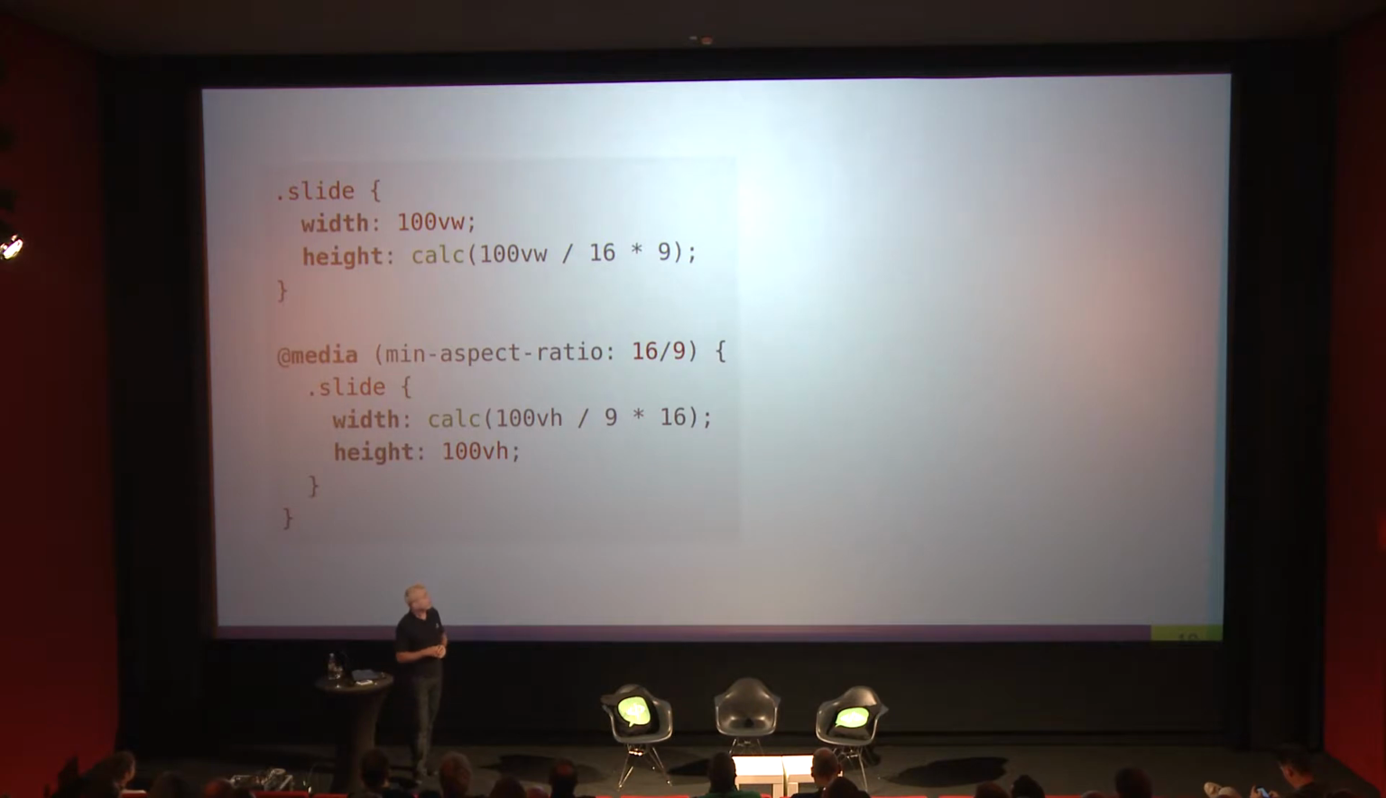So this is the CSS we need. We have an interesting media query, which is called min-aspect-ratio. I can react to the aspect ratio of the viewport. That's very nice. And so I set the dimensions of the slide to 100 VW and calculate the height from this. But if the aspect ratio is at least 16:9, I do it the other way around. Set it to the height of 100 VH and calculate the width.